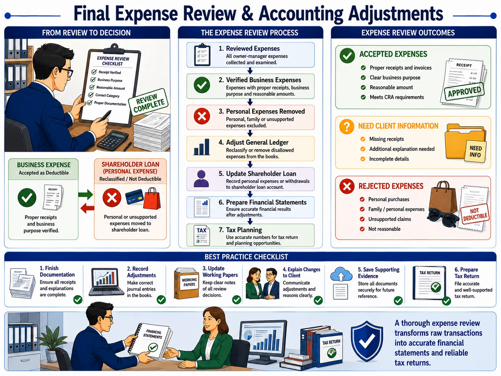Once every expense has been classified, the accounting records are updated. Legitimate business expenses remain in the income statement, while personal expenses are removed and appropriate journal entries are made. If shareholder loan adjustments are required, the shareholder loan account is updated to reflect the amounts that were personally benefited by the owner. These adjustments are critical because they directly affect the corporation's financial statements.